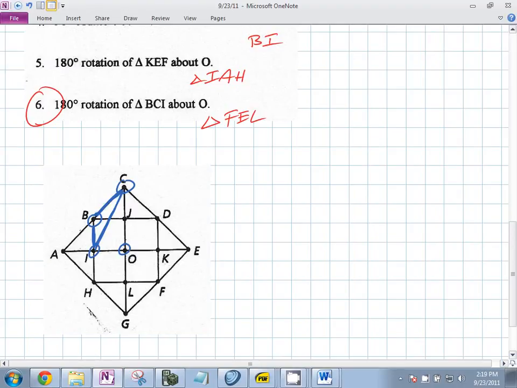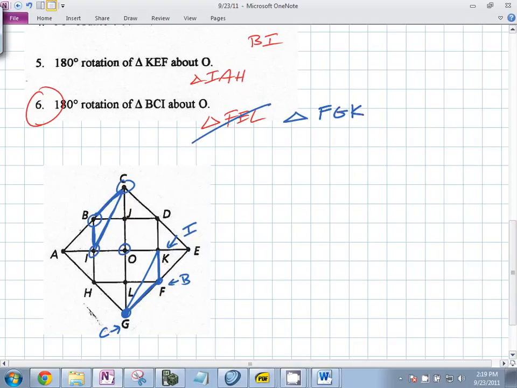What do you think? If you took this and rotated it, what would it become? It does become this right here. And what does C become if you rotate it 180 degrees? G. So C goes to G. What does I go to? K. Yeah, I goes to K, which means that B goes to F. So you end up with this triangle. So what does this actually correspond to? Not FEL, it goes to triangle FGK. Does that make sense, everybody?